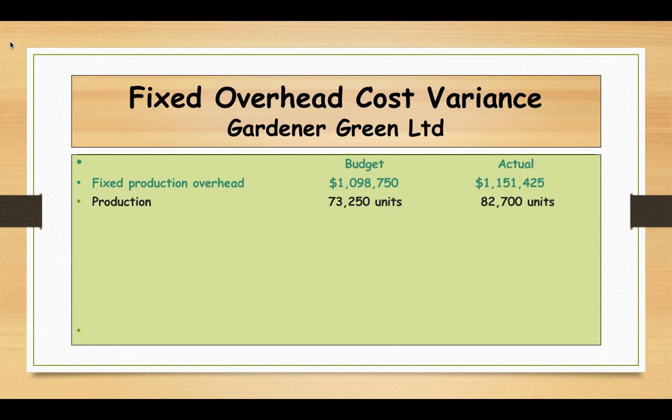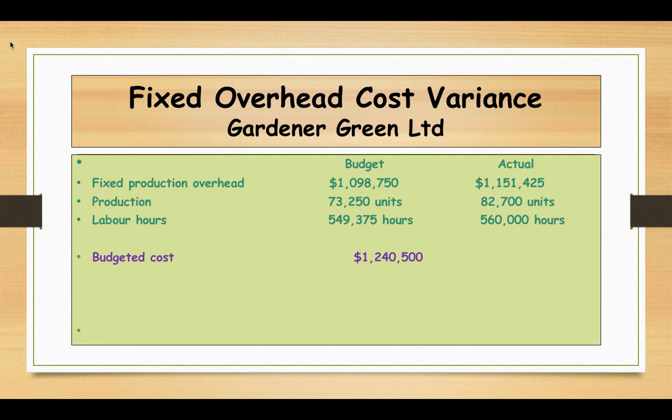So we look at the production. Budgeted production is 73,250 units, whereas the actual is 82,700 units. And also they have given the budgeted and the actual labor hours. So we'll calculate the fixed overhead cost variance.